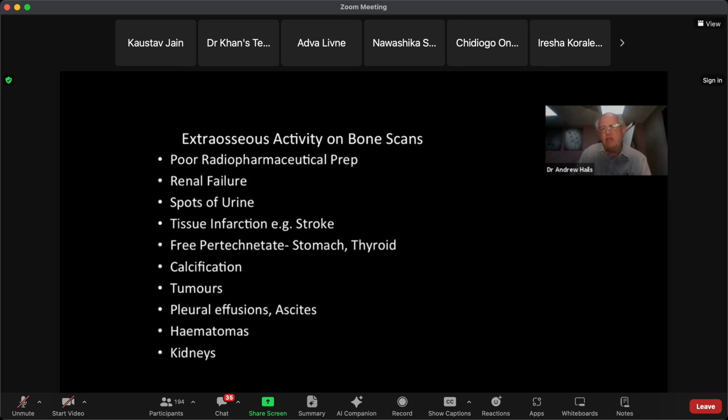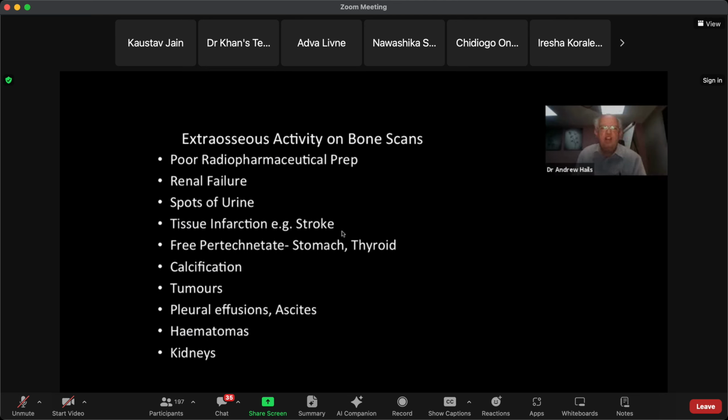Just going down this list, renal failure, then you get generally increased background and sometimes increased uptake in some of the bones as well. And you can also get tissue calcification in renal failure, what we call acute kidney injury, or chronic kidney injury. And so you get extra osseous activity. Spots of urine are almost universal, certainly in anybody over about 50. One or two little spots of urine are almost universal, and the patient doesn't actually have to have any obvious incontinence to get that.